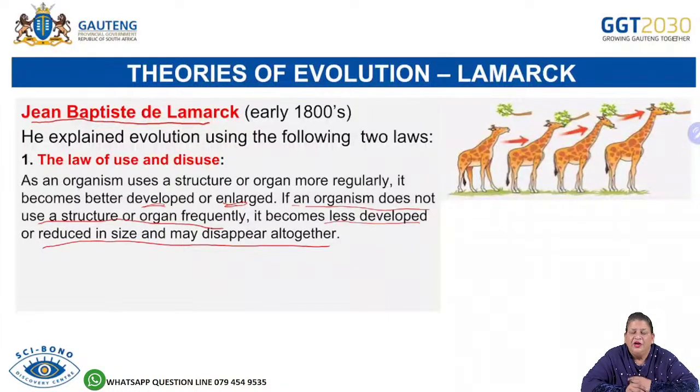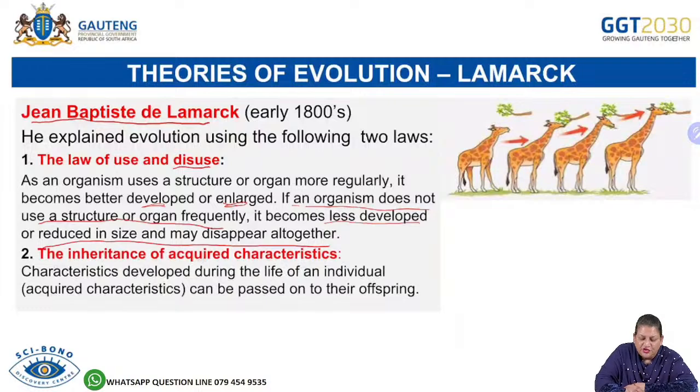Very simple. Law of use means, Lamarck said that when an organism uses an organ more and more frequently, that organ becomes longer and stronger. And if it uses it less and less, it becomes less developed and eventually it will disappear. That is the part of the disuse. Okay? Law of use and disuse.